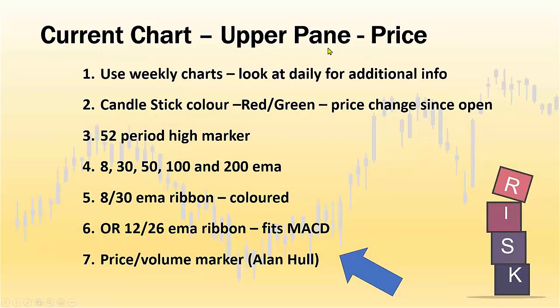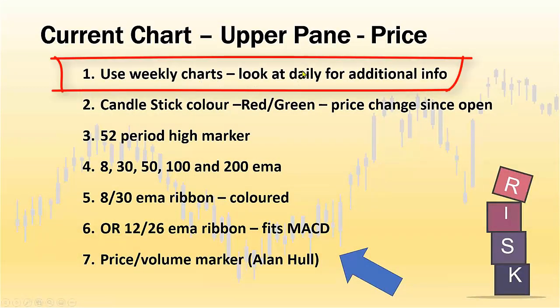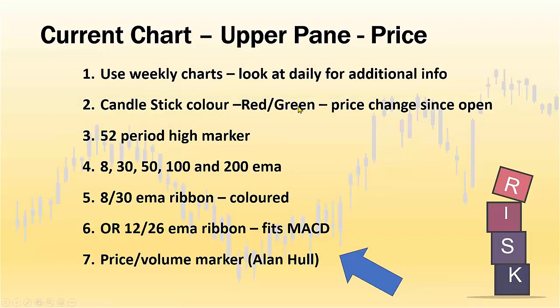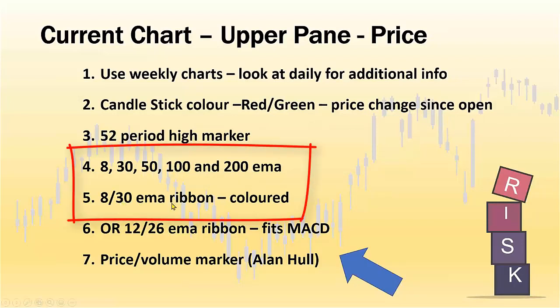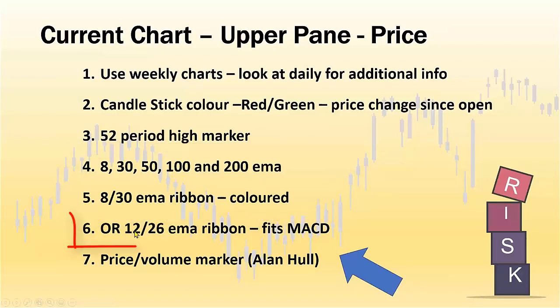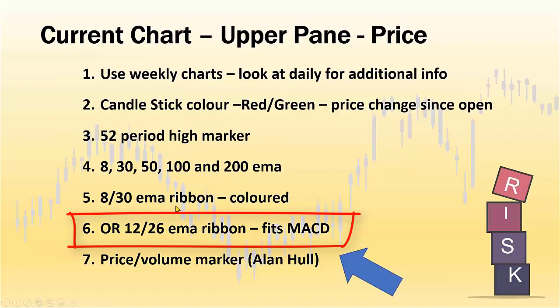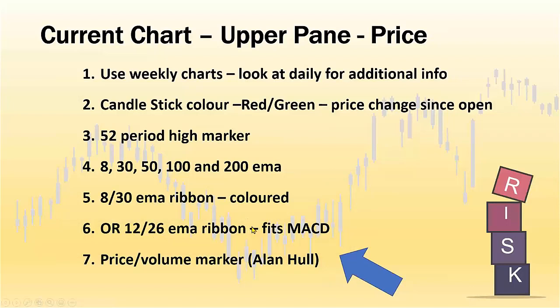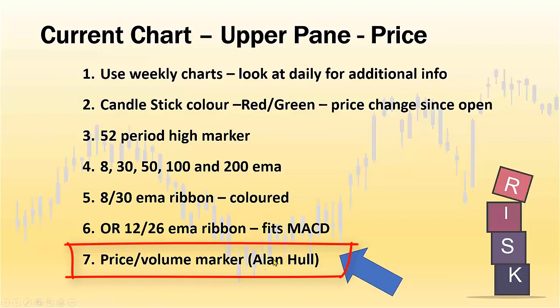So in my current charts, the upper pane is price. I use weekly charts, but as I said, I use daily for additional information. My candlesticks are red-green, and I use price change since open. I have the 52 period high marker, 8/30, 50, 100 and 200 EMA, 8/30 ribbon coloured, and I sometimes use a 12/26 EMA ribbon. They're very close together. If you have a look at them, there's not a great deal of variation. It fits the MACD better. And I also use the price volume marker that some of you will have noticed.